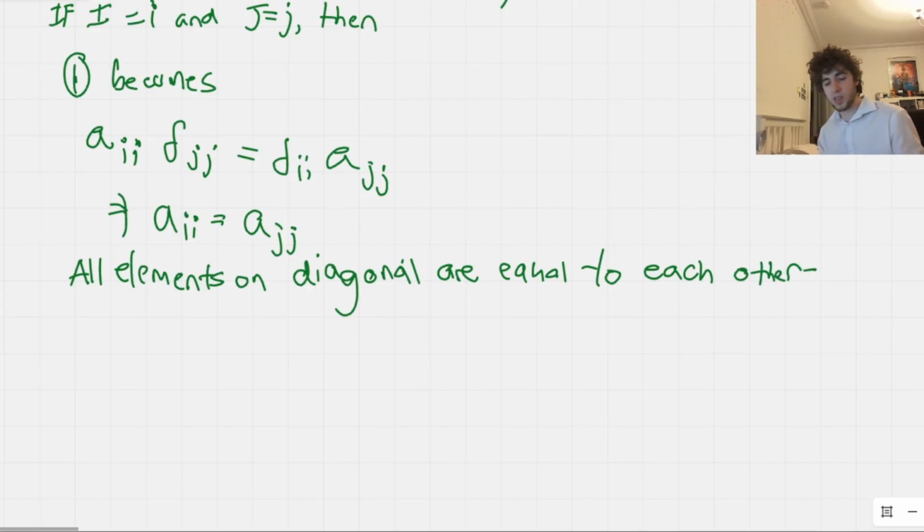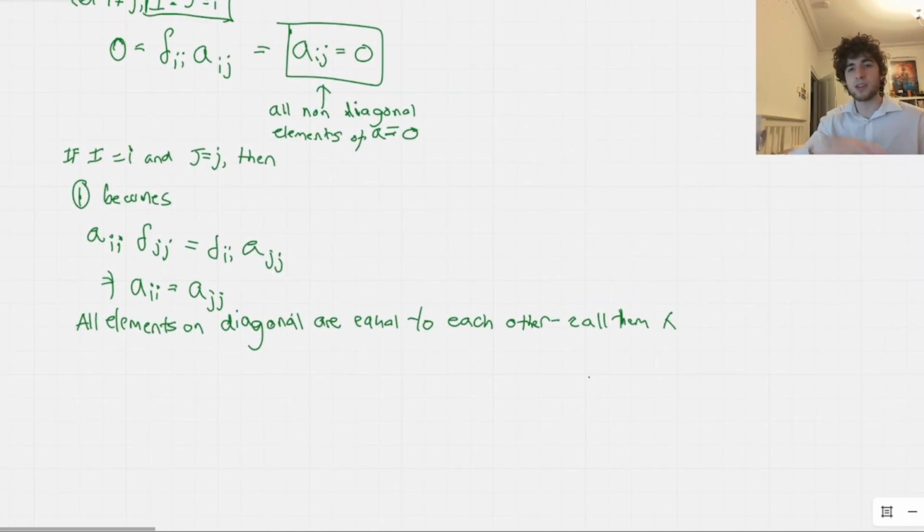And because they're equal to each other, we can call this shared value lambda. They could all be 2, could all be 5. There's no restriction on that. It's just lambda. So because all the elements on the diagonal are lambda and everywhere else is 0, we have a matrix that looks like this.